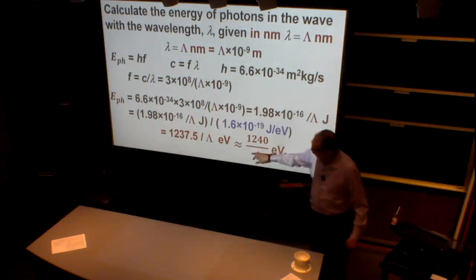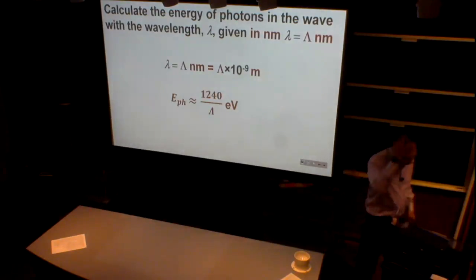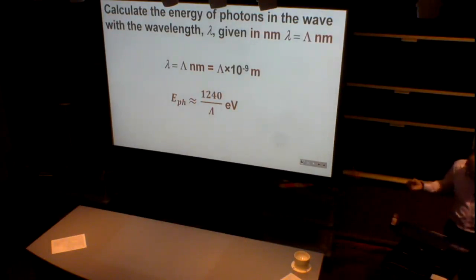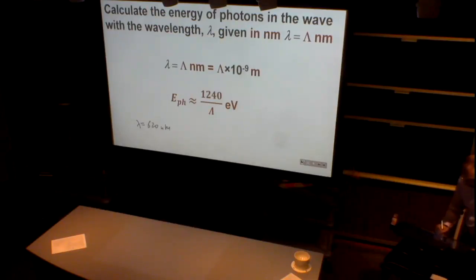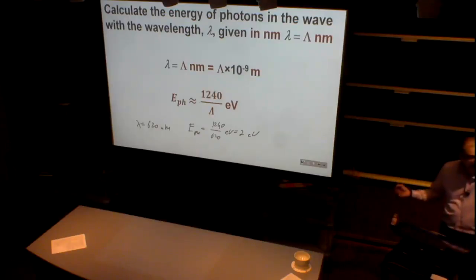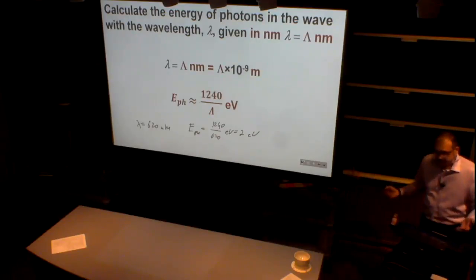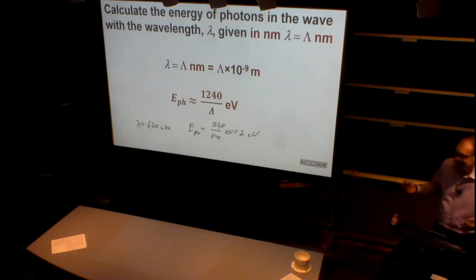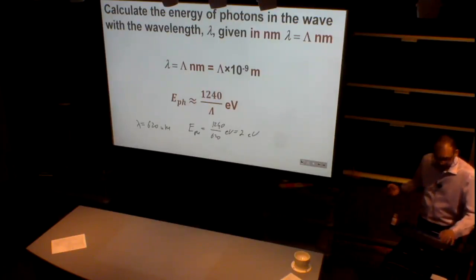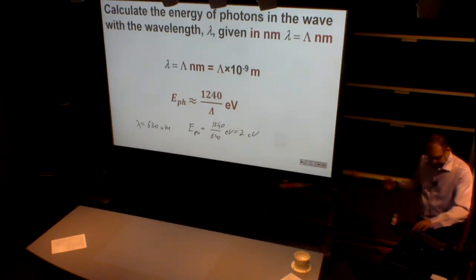So in our example, we now would have to just replace this number with 620. So if wavelength equals 620 nanometers, the energy of a photon of that wave will be equal to this number of electron volts. It saves time. We don't have to use it, but of course we always can use the international system of units, but it takes more time. That's it.